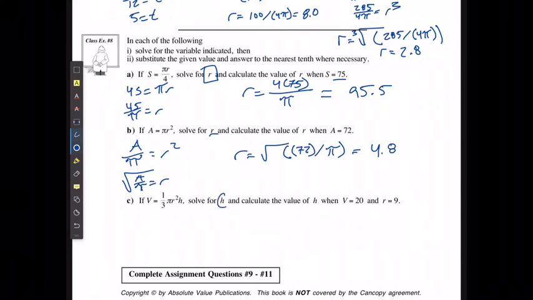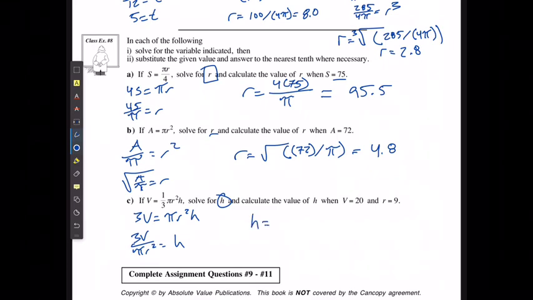For the last one, if I'm trying to isolate h, then it's pretty straightforward. The first thing is if I am dividing by 1/3, that's the same as multiplying by the reciprocal of 3 over 1, which means that I can multiply both sides by 3 to get rid of it. And I'm going to say that 3v is equal to pi r squared h, and then I'm going to divide both sides by pi r squared, which means that 3v over pi r squared is going to equal h.